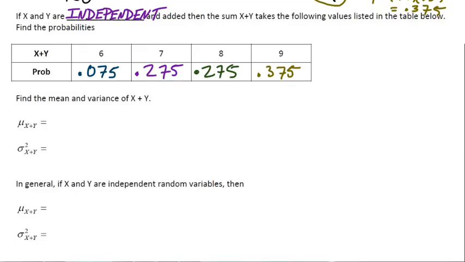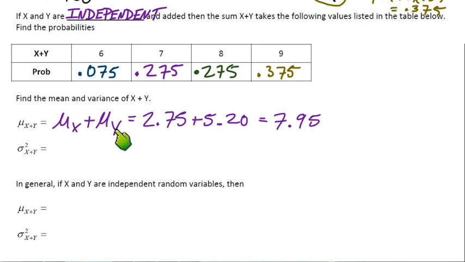Okay, so now that we've combined x and y, we have this new random variable. It's called x plus y. So what would be the mean of our new random variable? So what's the mean of x plus y? And we could totally do this by hand, right? 6 times 0.75, 7 times its weight, plus 8 times its weight. And when we get there, you'll notice it's actually just the mean of x plus the mean of y, which we already have those two numbers. So the mean of this distribution would just be 7.95. It's the sum of those two means.